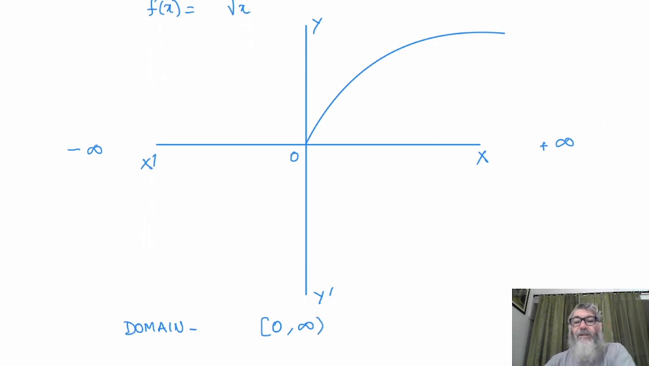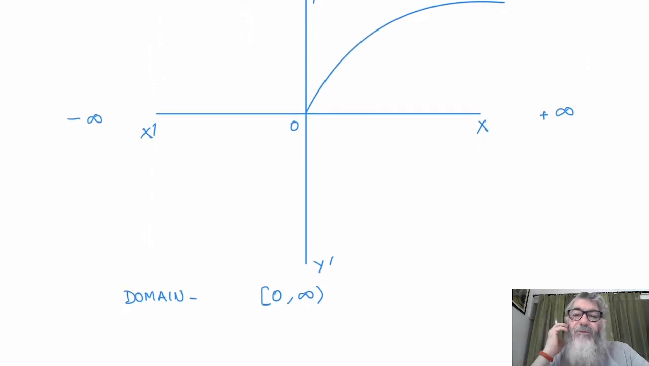Now if you notice the brackets which I have attached, one is a closed bracket. On 0 I put the closed bracket because 0 is included in it. But on infinity, by default we put an open bracket, because infinity will be by default open only. So domain is 0 to infinity.